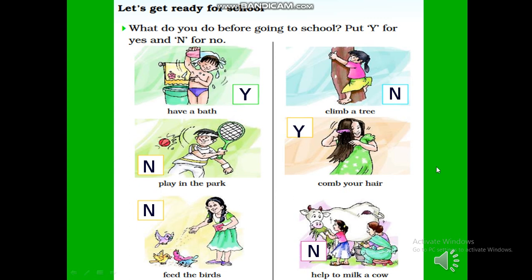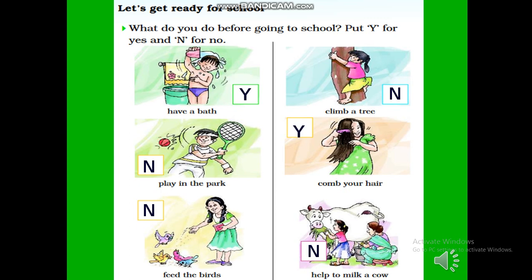Children, in this exercise, you will have to mark Y for the action you do before going to school. Y means yes. And for the action which you don't do before going to school, you should mark N. N means no, in the boxes given below. The first picture is have a bath. Yes, before going to school, you would definitely take a bath. So let us mark it as Y, which means yes.